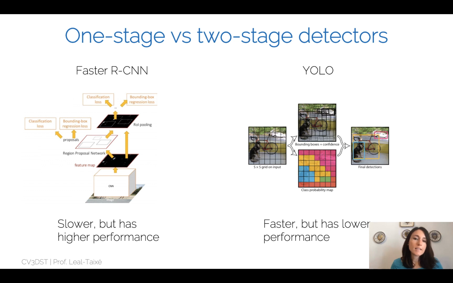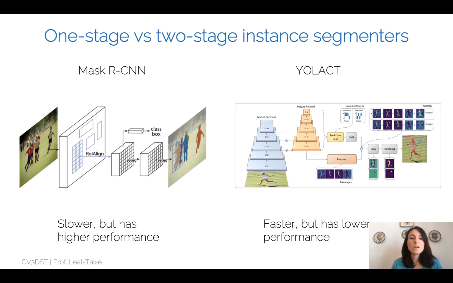So as I said, in detectors, we had this difference between 1-stage methods like YOLO that are faster but have lower performance, versus 2-stage detectors like, for example, faster RCNN and all variants, which are of course slower but have a higher performance. So now we saw as a 2-stage instance segmentation method mask RCNN, which we also hope is slower but has a higher performance than the one-stage counterpart, which is YOLACT.